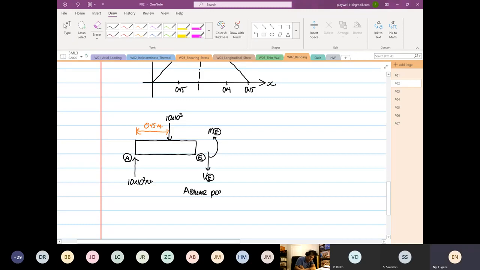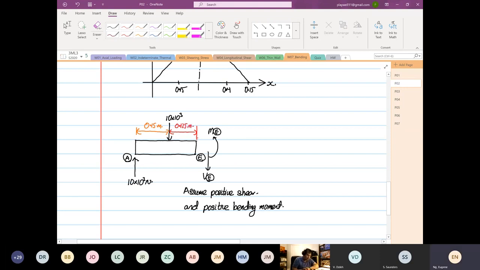We assume positive shear and positive bending moment. Okay, that's what I assume. So now we have to find out what's our distance from here to here. That distance over there is 250, so it's 0.125 meters.